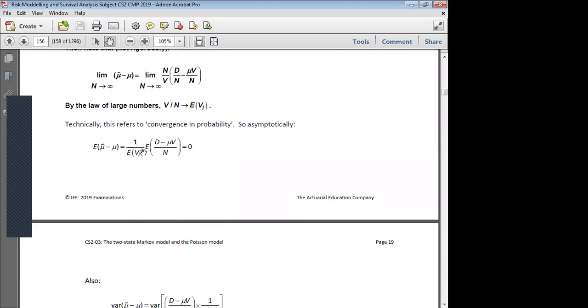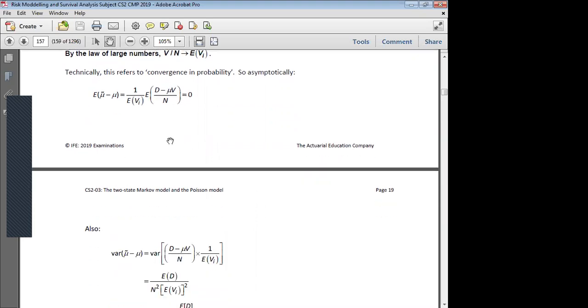But again, now what we have here is this thing. Because I'm assuming that by the law of large numbers, in the limit, my v upon n will tend to expectation of vi. So this is n upon v, so you will of course have 1 upon expectation of vi here. So once you got this, you know that your expectation of this thing is just this thing. And because expectation of this guy is 0, expectation of this guy is also going to be 0.